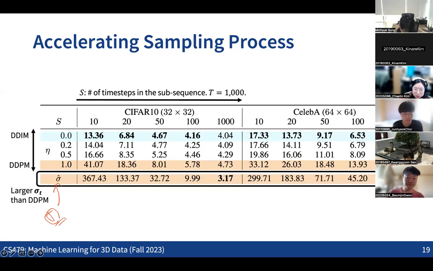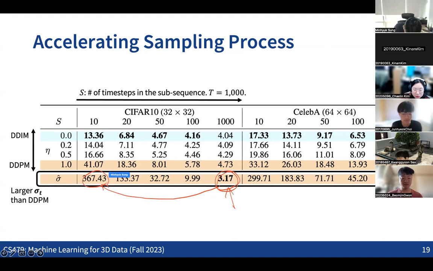What we can see is that as we increase the stochasticity in the reversibility process, at the beginning, when you use the full 1,000 time steps, we actually get the best results. But as we reduce the number of time steps, approximating the reversibility process, you can see that the quality gets worse.